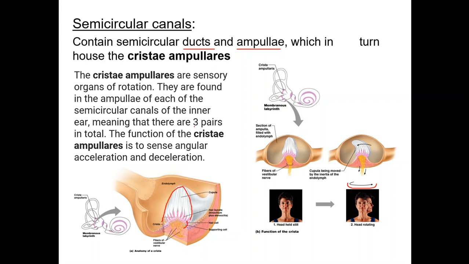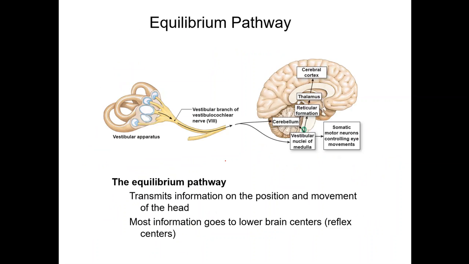So there are several pairs, precisely 3 pairs of cristae ampullares, which are these structures that are shown here, which function in a very similar way to what we have just described. Okay, so we can say that the function of the crista ampullaris is to sense angular acceleration and deceleration as well. So it's another little organ of equilibrium on its own.